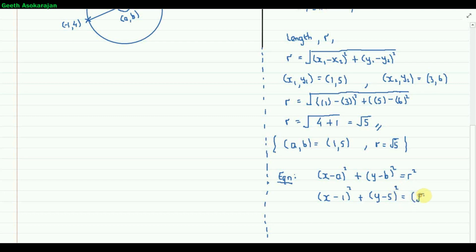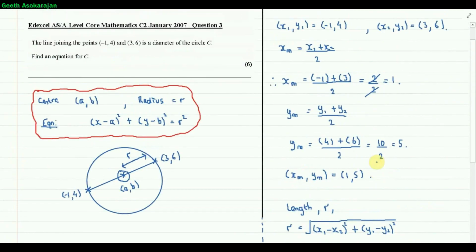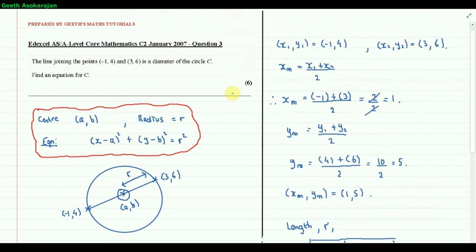r is square root of 5, so square root of 5 squared, and root of 5 squared is simply 5. So let me leave my answer as x minus 1 squared plus y minus 5 squared, and that is equal to 5. So that should be the solution for this particular question, question number 3.